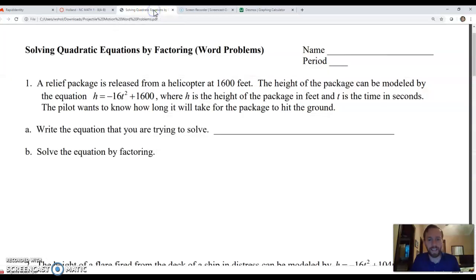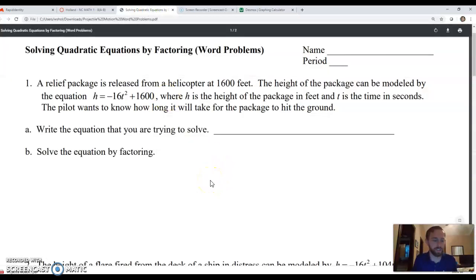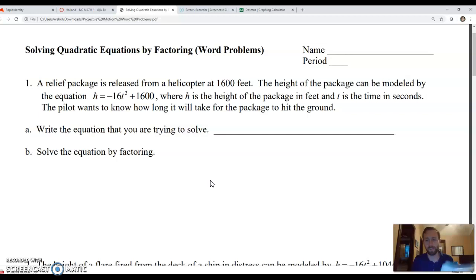So let's go back, and we're just going to go through this step by step. What I'm going to be doing is solving the problems on the paper, and then I'm going to share with you step by step. As I said before, there's no need right now for you to pause to solve this unless you wanted to. So A says write the equation that you're trying to solve.